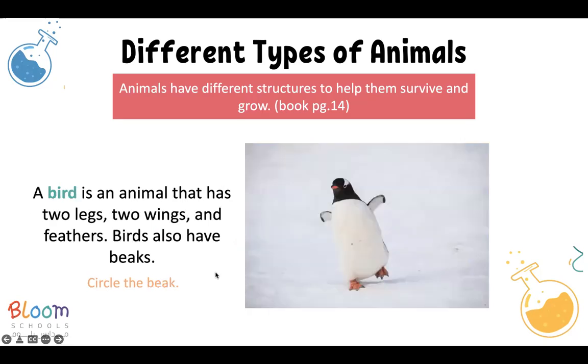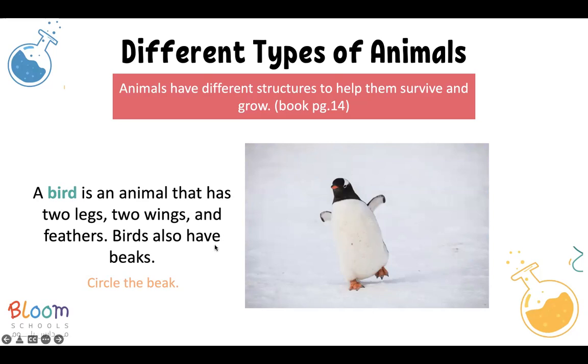The next type of animal is birds. A bird is an animal that has 2 legs, 2 wings, and feathers. Birds also have beaks. So we discussed each picture. For example, in this one, are penguins considered birds? Yes, they are, because they have wings and they have beaks, even though they can't fly.